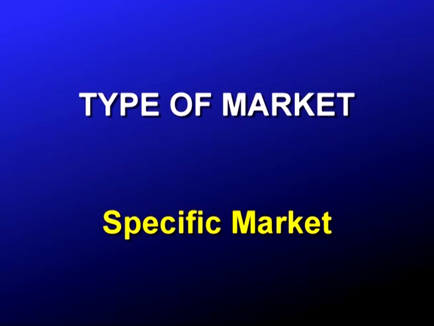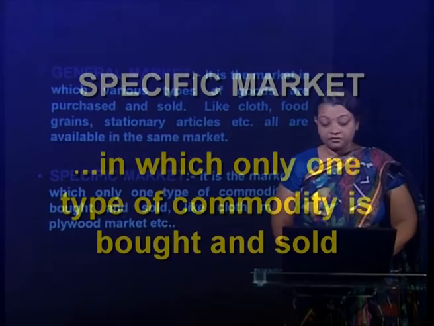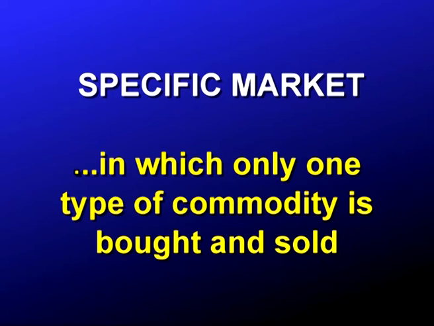Whereas a specific market is that market which is meant for a particular commodity. For example, the market for cloth or the market for plywood. In other words, we can say that it is the market in which only one type of commodity is bought and sold.